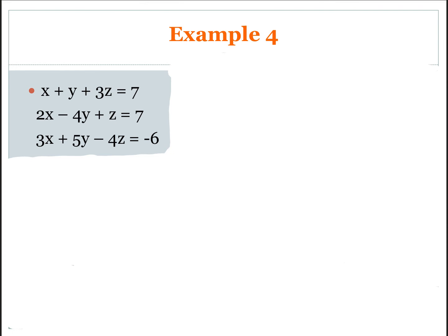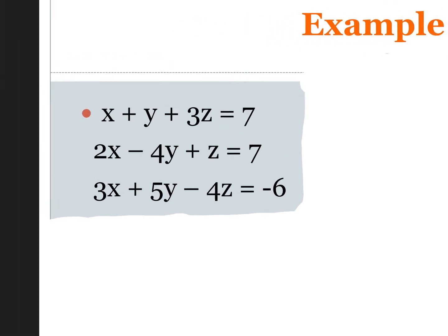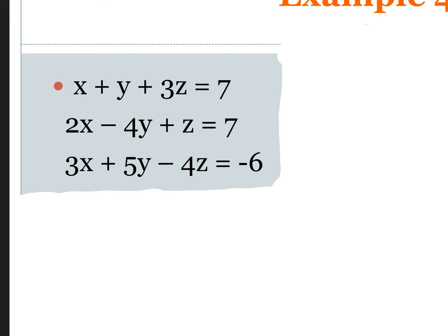For this example, we have x plus y plus 3z is equal to 7, 2x minus 4y plus z is equal to 7, and 3x plus 5y minus 4z is equal to negative 6. I'm going to use the first two equations to begin with to eliminate my x value from there. So we're going to work with x plus y plus 3z is equal to 7, and 2x minus 4y plus z is equal to 7.